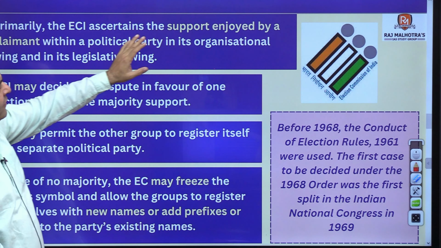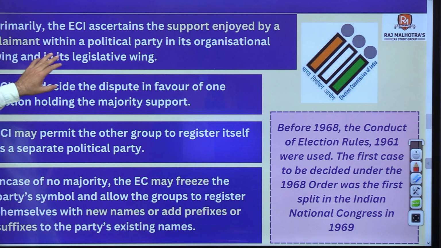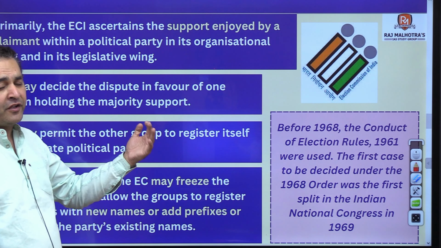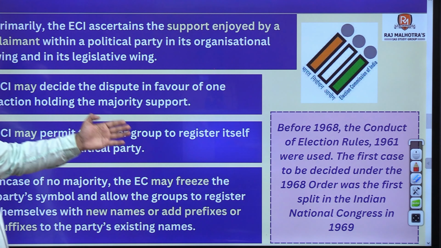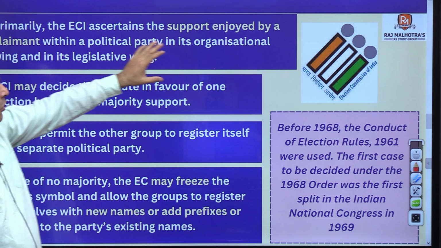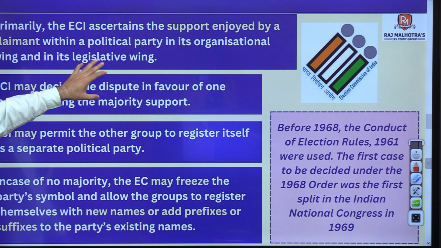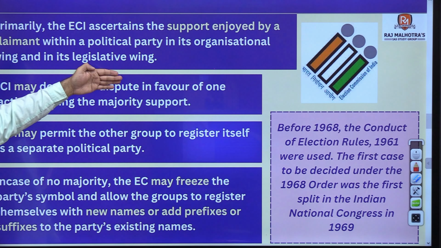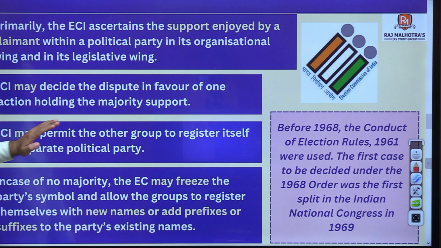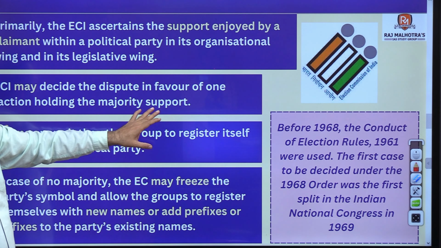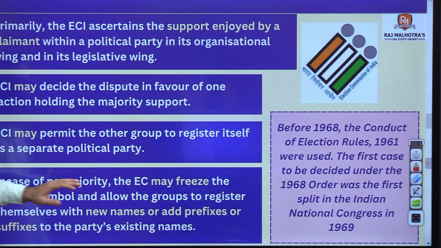Primarily, the election commission ascertains the support enjoyed by a claimant within a political party, like how many members, how many candidates of that party are supporting a particular person or a particular faction in its organizational wing and its legislative wing. So there are two things, one is organizational wing, other is legislative wing. That means total membership of the party and the members who have been elected either to the Lok Sabha or to the Vidhan Sabha respectively. Then election commission may decide the dispute in favor of one faction holding the majority support. So obviously it will be a kind of a democratic decision by the election commission itself.